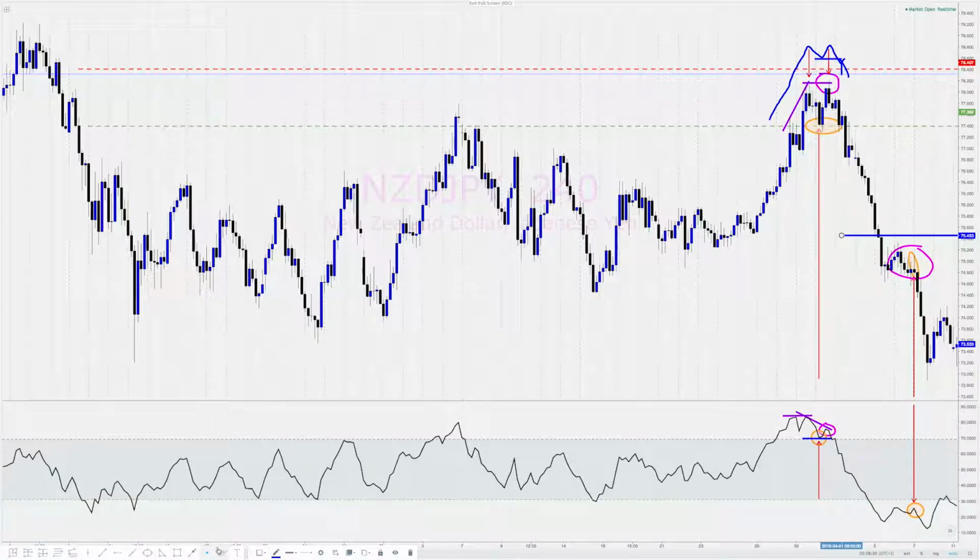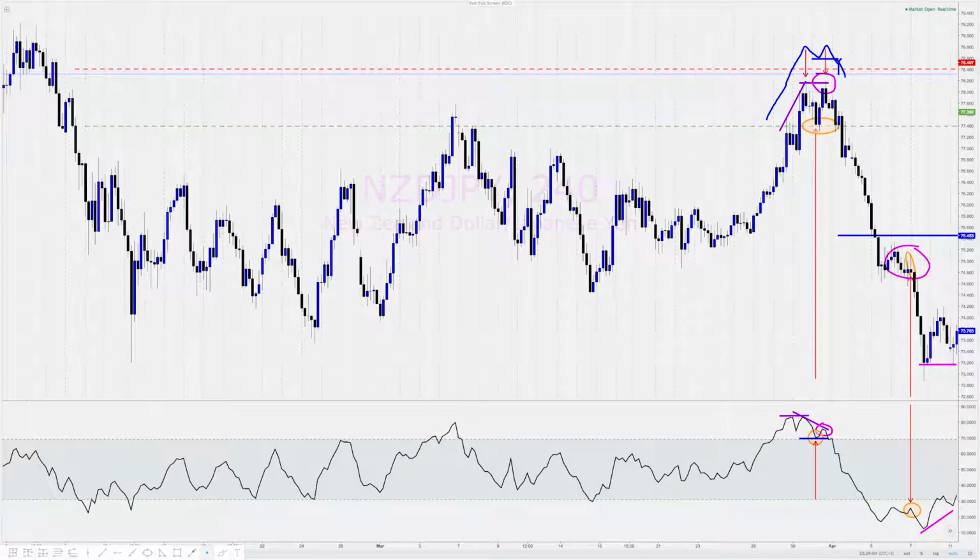We have a double bottom right there. Double bottom. And with that double bottom, divergence. Bullish regular divergence. RSI still pointing down. Still in the trade. Scroll forward.